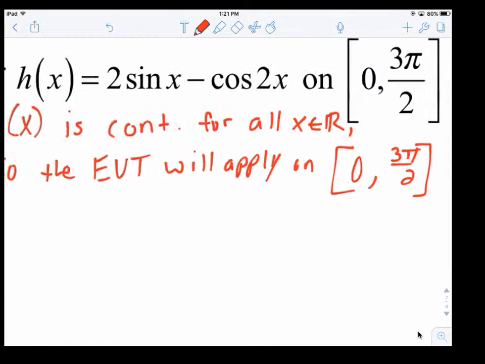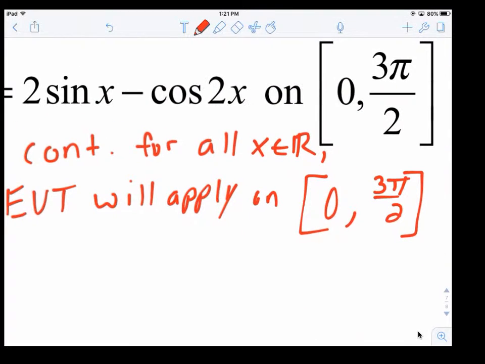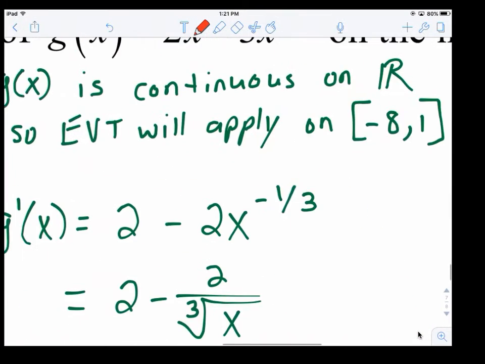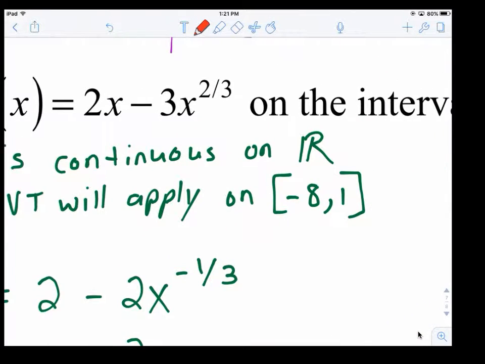Say again? This means all x in the set of real numbers. You have to do the double line at the back. It's the same thing. That's the same thing, yeah.